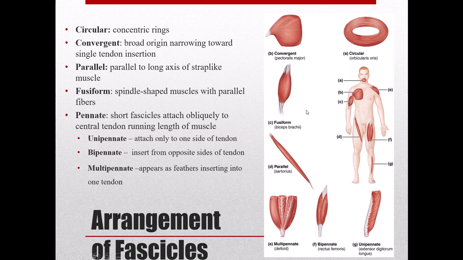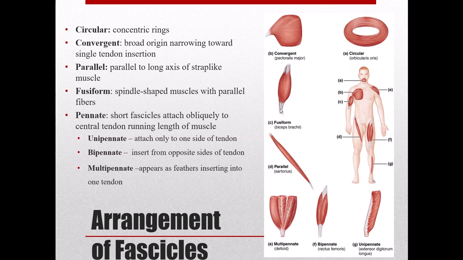Then we have muscles that are known as fusiform muscles. These remind me of rail spindles. So they're fat in the middle. The fibers are running parallel to each other, and then two origins appear, insertion down here.